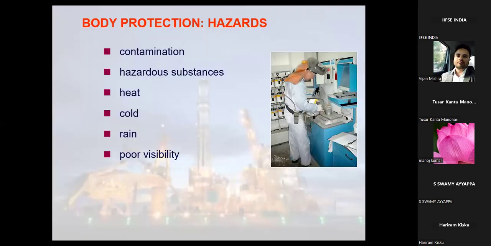Then coming to the body protection. Now the body protection, what are the hazards for this? The first one is contamination. This contamination you can see from different chemical and biological agents. Hazardous substance, the same thing. Then other physical hazards can be heat, cold, rain, or poor visibility. Now, what is this poor visibility? Can anyone guess? What is this poor visibility for body protection? Can anyone guess?